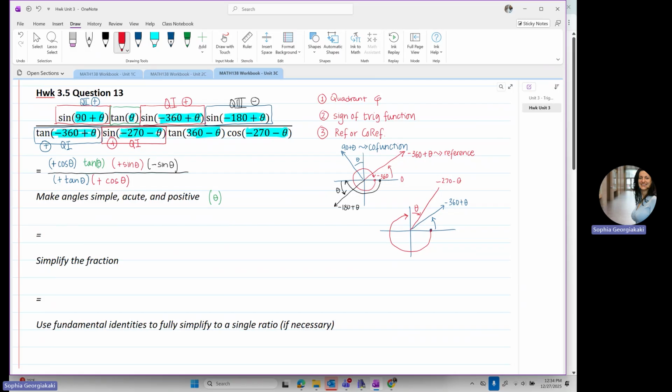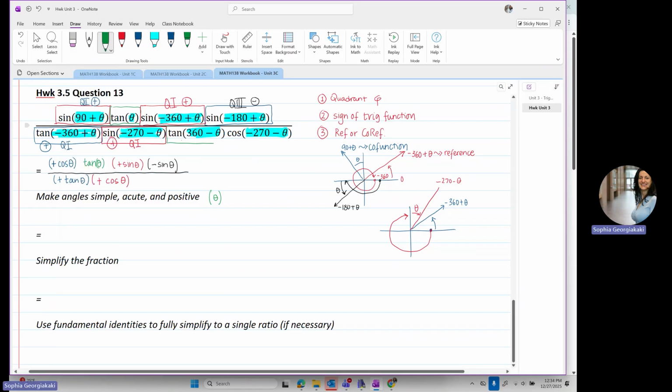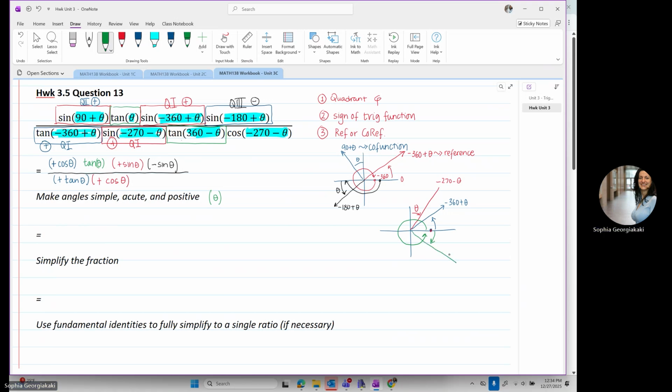Next is the tangent. So of 360 minus theta, I need to know where that is. Where is that angle? 360 minus theta, I'm going to start at 0. I'm going to go positive 360. And then I'm going to go minus theta. So this is positive 360 minus theta. This angle is in quadrant 4. The tangent in quadrant 4 is negative. So it will be minus some function of theta.